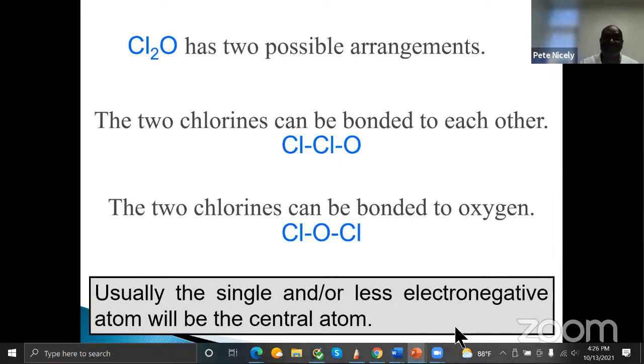And the rule of thumb that we use to make that prediction is right here. Usually, it's either the single atom and or the less electronegative atom that will be the central atom, all right? So in the case of Cl2O, it is more likely that this would be the arrangement where the single atom, which is the oxygen, is simultaneously bonded on either side to two chlorine atoms, all right? In other cases, it would be the less electronegative atom that would be the central atom, all right? But in this case, because you have a single atom bonded to two other atoms, then it is more likely that the oxygen would be in the middle and it will be bonded simultaneously to two chlorine atoms.